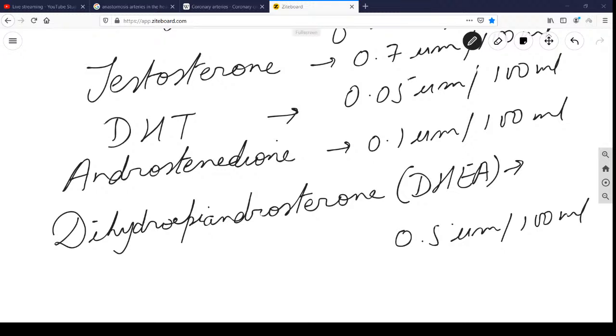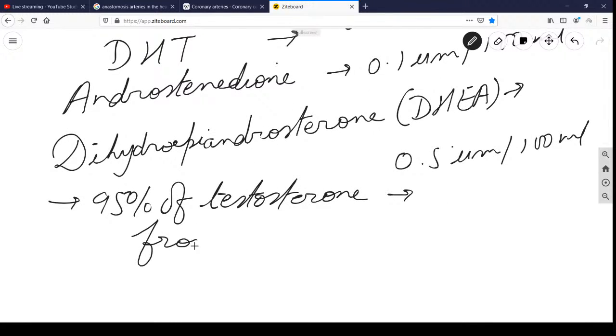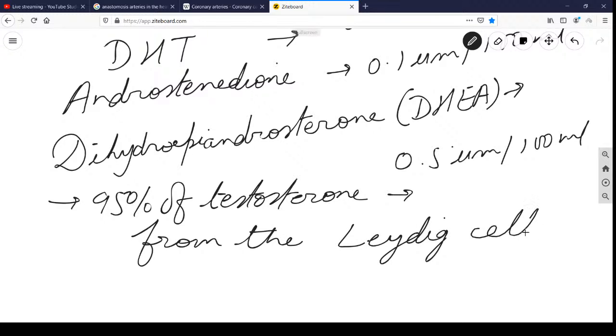About 95% of the testosterone comes from the Leydig cells of the testis, and the remainder comes from the adrenal gland, the zona reticularis layer of the adrenal cortex, to be very precise. So 95% of testosterone comes from the Leydig cells itself. The 5% comes from the adrenal cortex, zona reticularis.